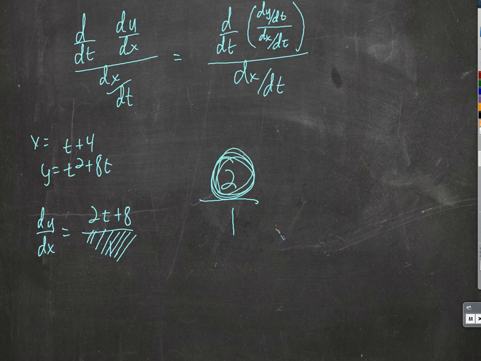If we were to find the slope in this question at t equals 3, then of course we would get 6 plus 8, that's 14. The second derivative is always 2, so it is always positive, which means that the slope is 14 and the concavity is up.